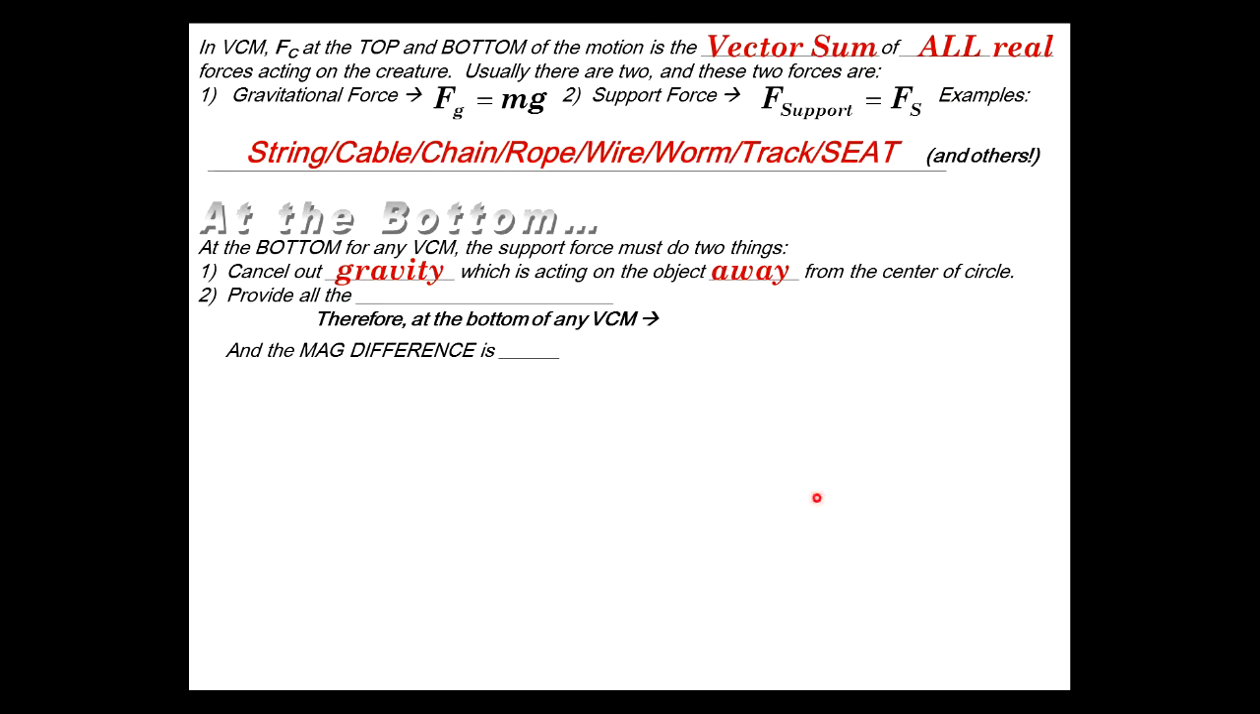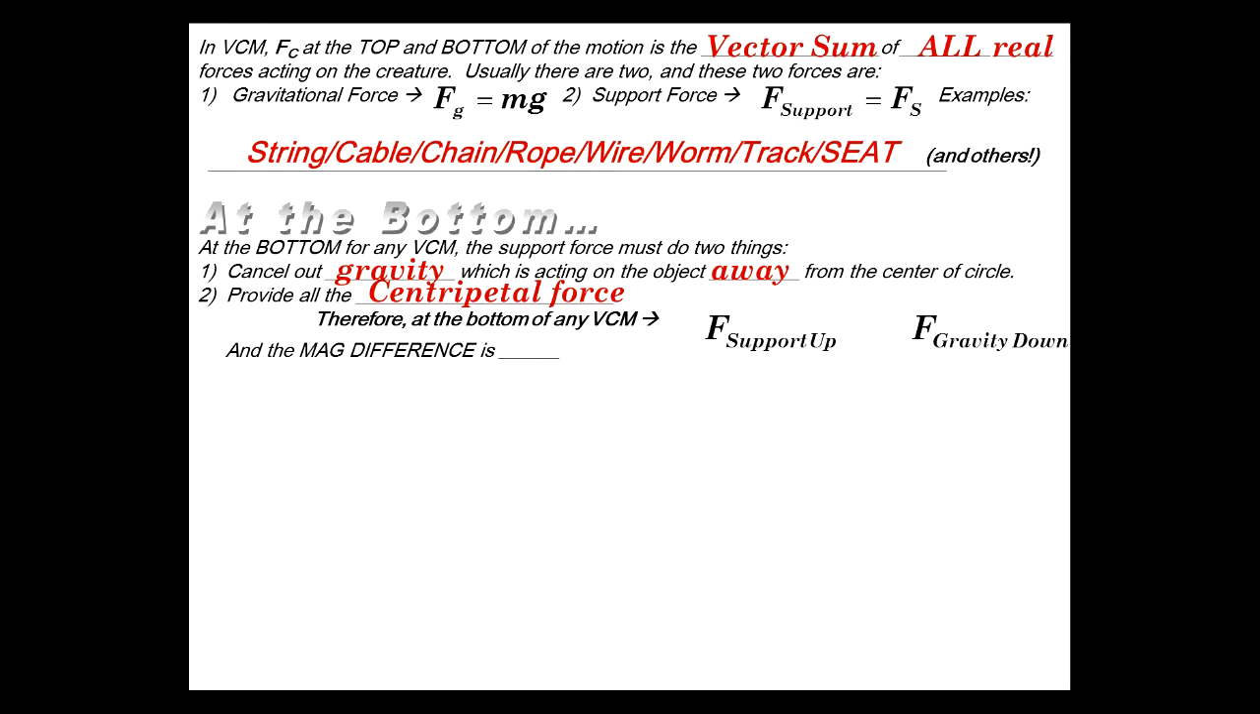As this thing is twirling around, at the bottom, not only does it have to overcome gravity, but it has to supply the centripetal or inward force. So it provides all the centripetal force to enable the object to go in the circle. So at the bottom of any vertical circular motion, how does the upward support force compare with gravity acting down? Keeping in mind that this upward force has two jobs, canceling out gravity and providing the centripetal force.